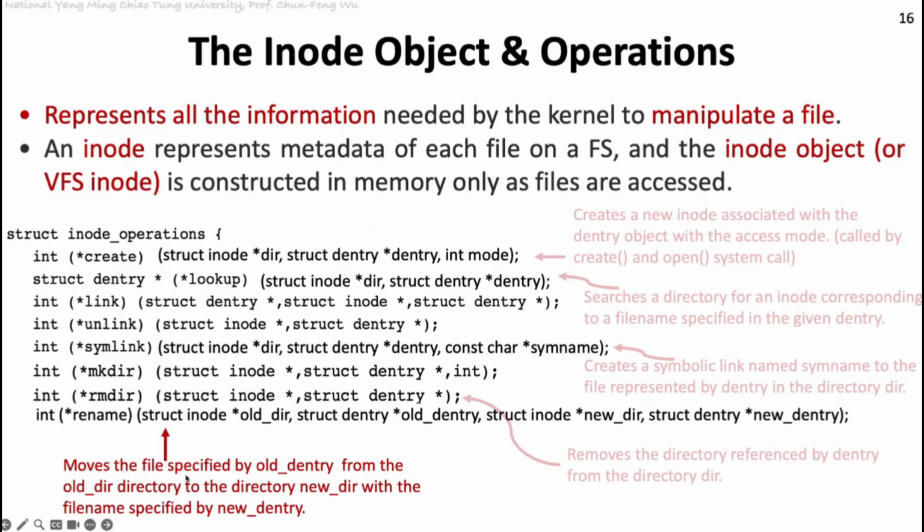To make it short, we need to replace the old dentry by the new dentry. We are not going to directly modify the name inside the dentry, because there would be some consistency issues. And I have an animation later to show what would happen if we directly modify the name inside the dentry. Okay.